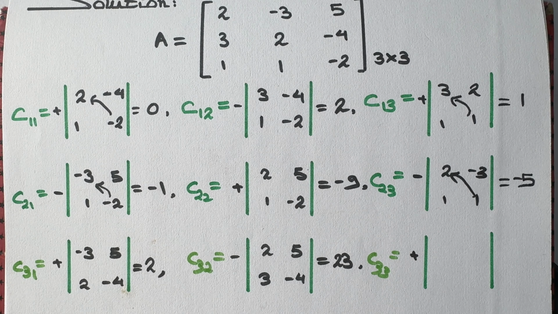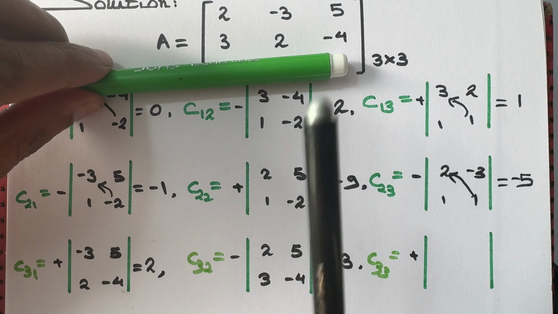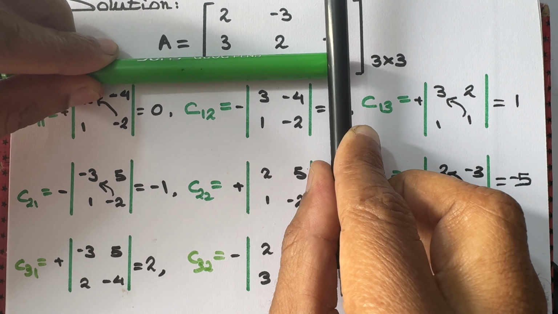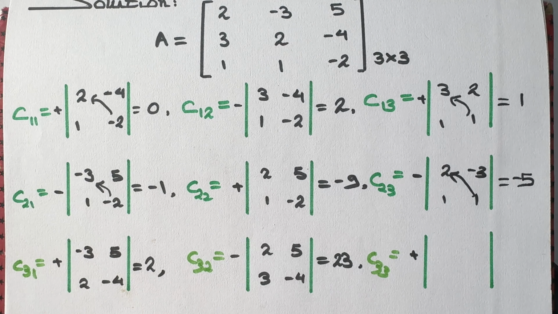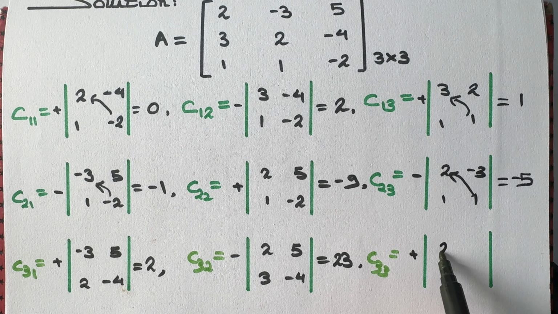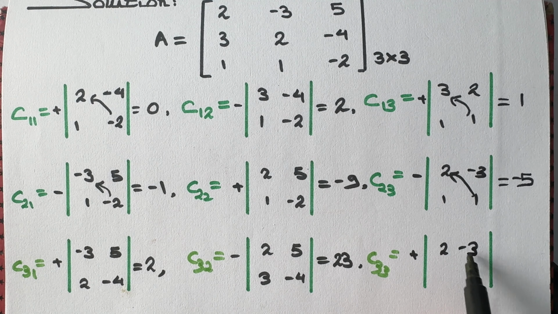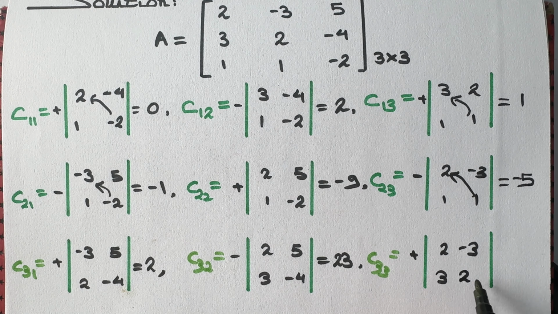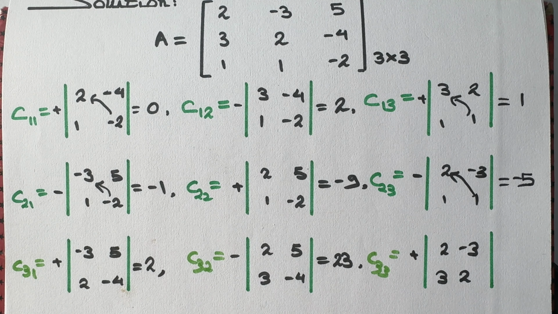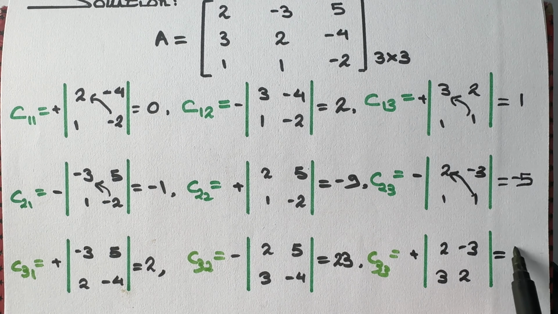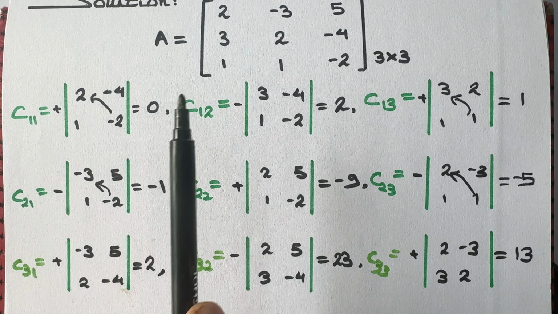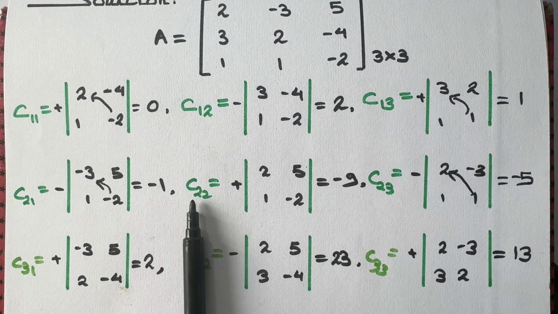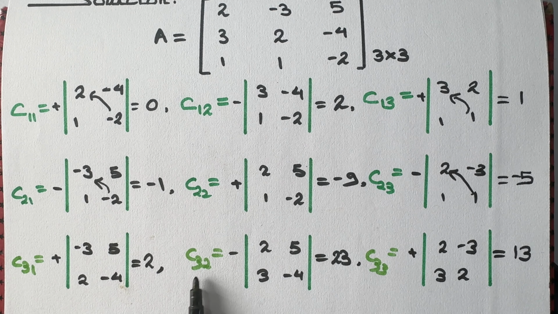Lastly, C33: just cover the third row and third column. We are left with 2, minus 3, 3, 2. That gives 4 plus 9, which is 13. Okay, we computed C11, C12, C13, C21, C22, C23, C31, C32, C33.